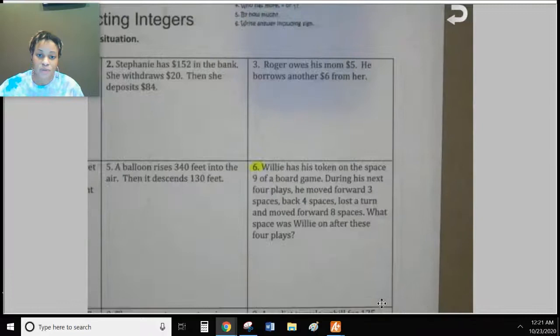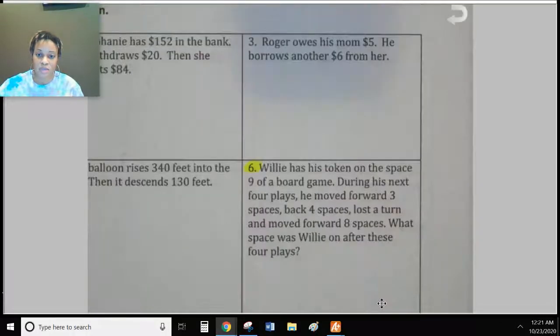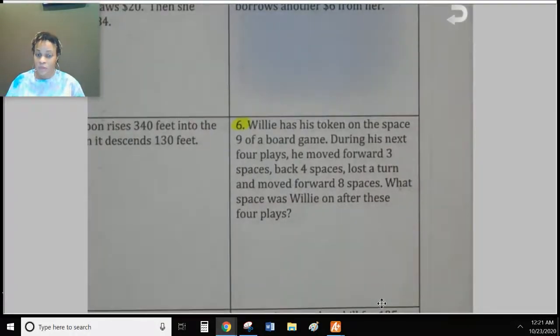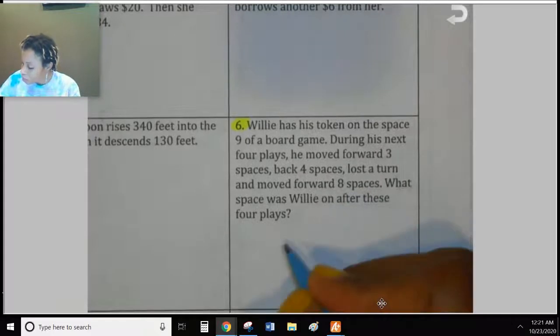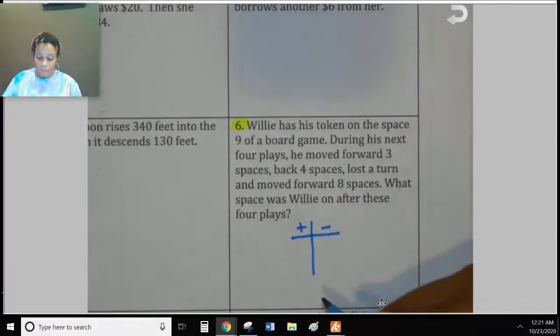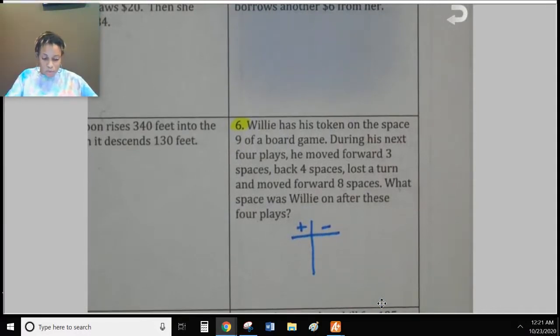So we're going to start with number 6. So the first thing I'm going to do is draw my scoreboard. And as I'm reading, I'm going to highlight some important numbers. Willie has his token on space 9. That's important because that's where he started.